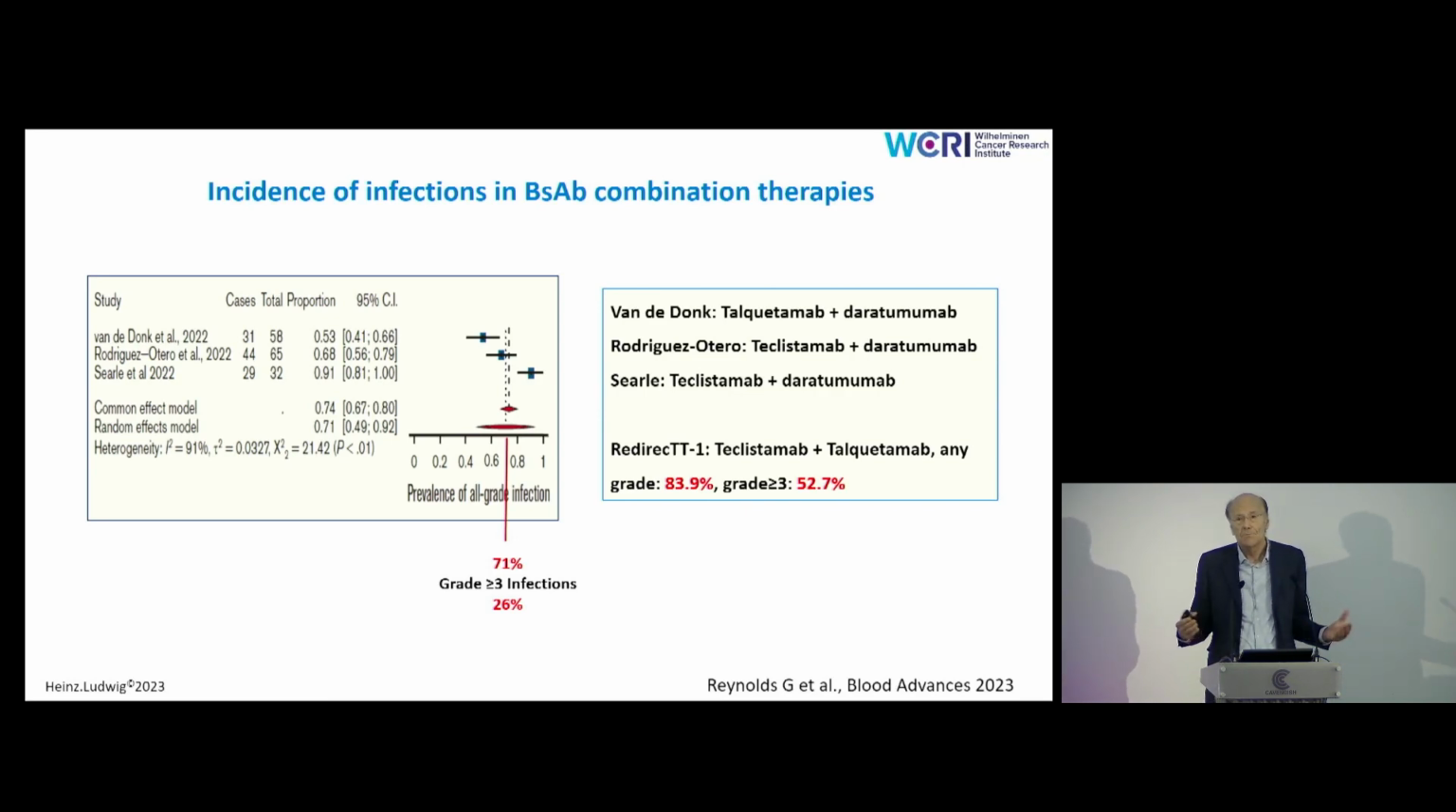And when you try to maximize the potential of bispecific antibodies and combine two different bispecific antibodies, you get a much higher response rate, up to 80% in relapsed refractory patients. But you also have to deal with a higher infection risk, and the risk for grade 3 and higher infections is more than 50%. So the increased effectiveness comes with a significant price.